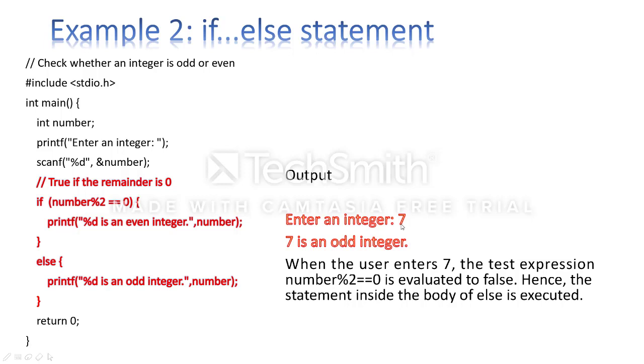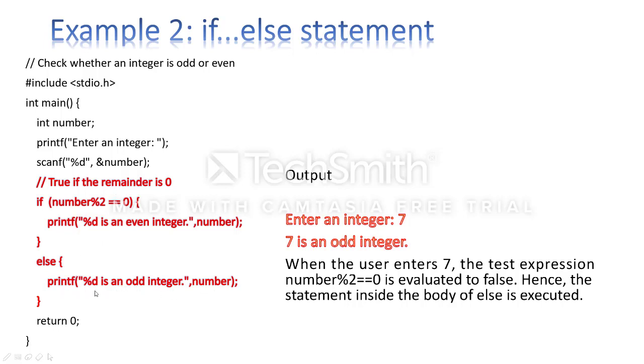For example, I am entering the number 7. What is 7 modular division by 2? It produces the remainder 1. So 1 is not equal to 0, so here the condition is false. I am directly entering into the next line, that is the else condition. Here the condition is false, so automatically it will print the else statement.